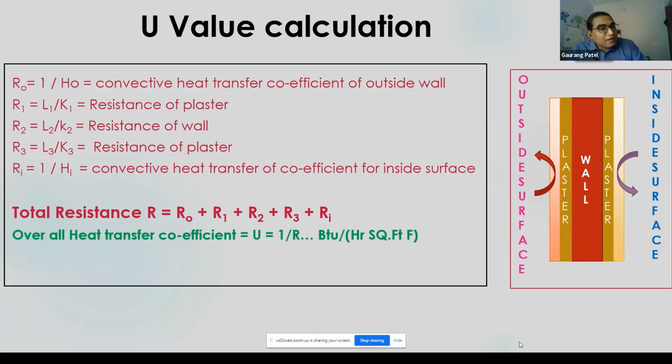I think this is also taken from the books only. Whenever you are doing heat and mass transfer as a subject, the U value comes in, the overall heat transfer coefficient. So what is that overall heat transfer coefficient?